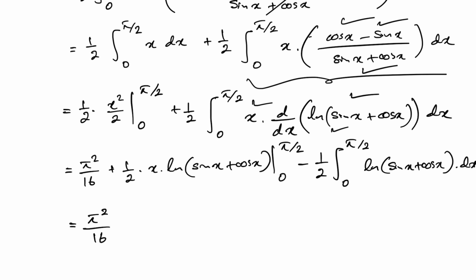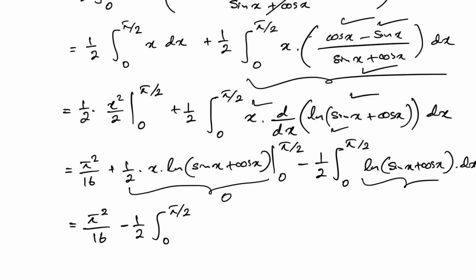Now if we plug in pi over 2, we know cosine of pi over 2 is 0, sine of pi over 2 is 1, but natural log of 1 is equal to 0. Then if we plug in 0, we know this part is totally 0. So we have pi squared over 16, then minus 1 half integral from 0 to pi over 2. We have natural log of sine of x plus cosine of x.